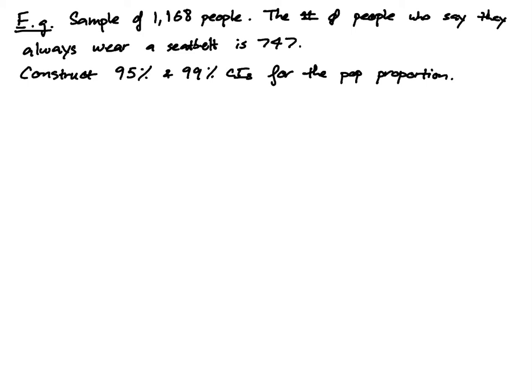Now, again, let's go ahead and specify what we know, right? We know that n is 1,168. We can calculate p bar, which is the fraction of people in the sample who always wear a seatbelt, and this number is 747 divided by 1,168. That gives you a sample proportion of 0.64.